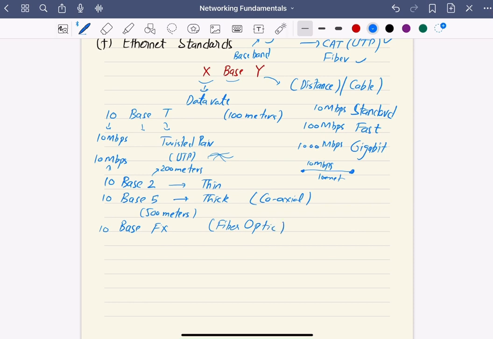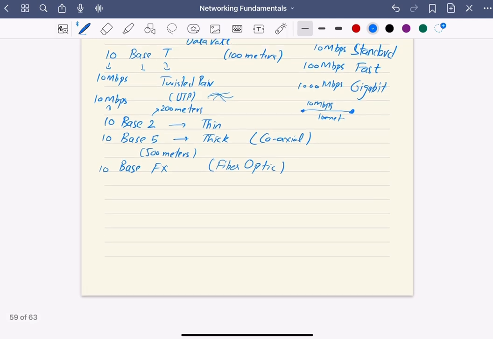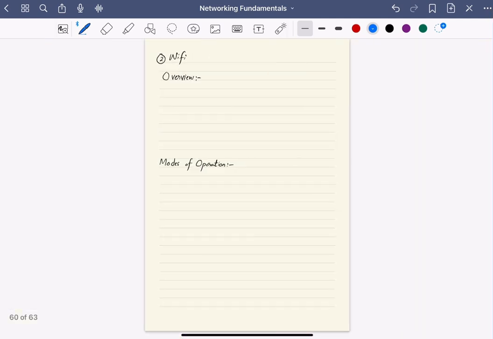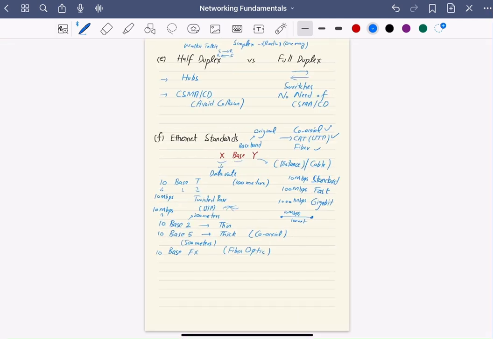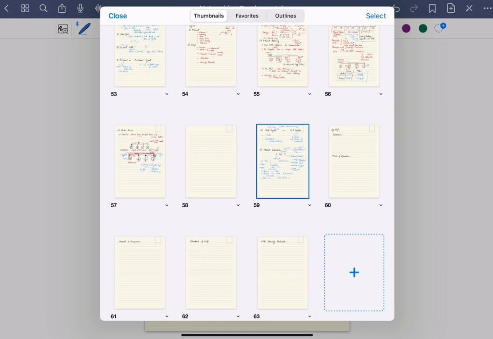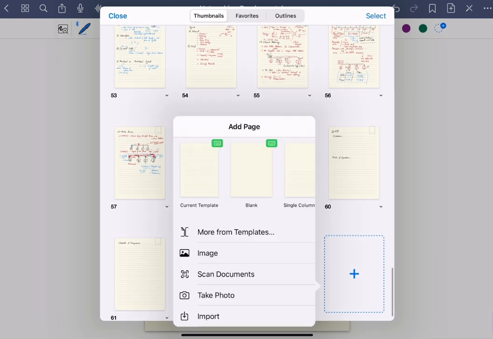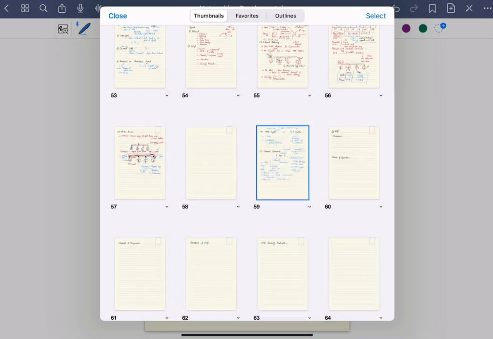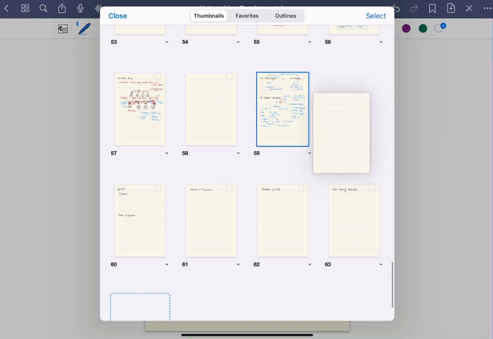I'm going to give you some standards which are important from an exam point of view, and which you should memorize. You need to know them. I'm going to write them down here. Let me add a new page here, and let's put it down here.